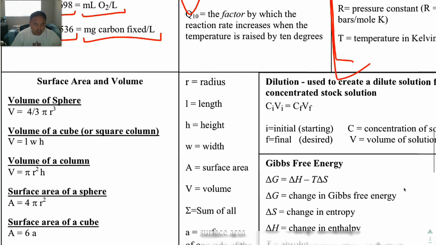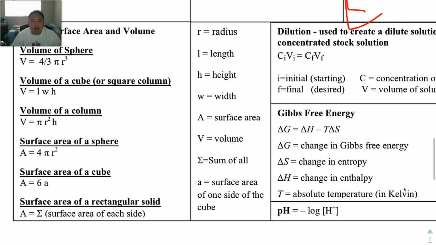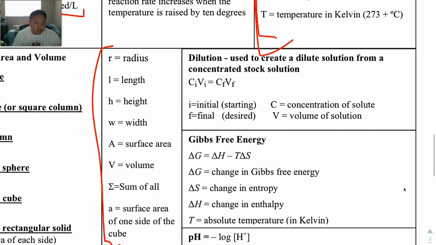Okay. And the last thing is all things that I think is very, very old or stuff that you should already know. So here are the formulas for anything about volume and surface area. Here's what all those letters mean in case you forgot. Here's the Gibbs free energy. I don't see this very much in the AP Bio test, but if they ask you about Gibbs free energy, there's the formula, and here's what you plug in.